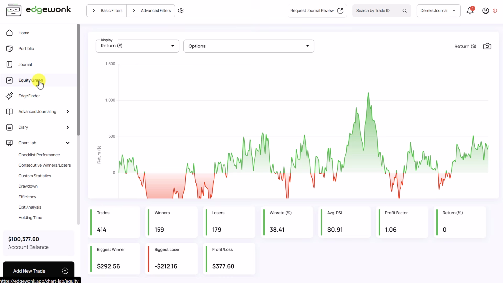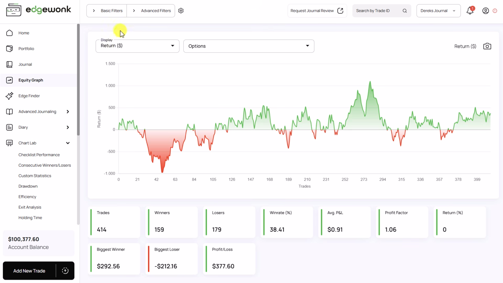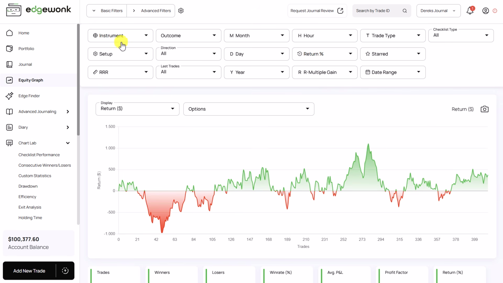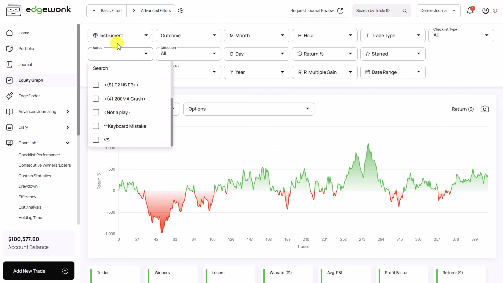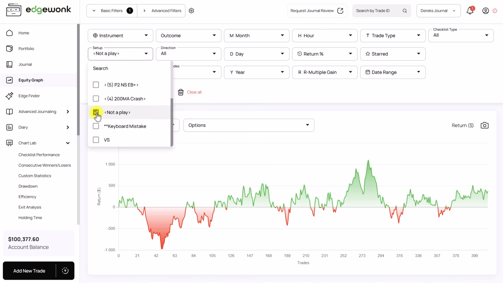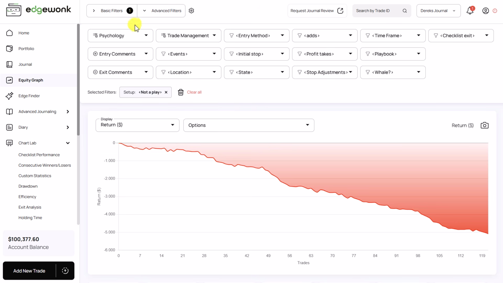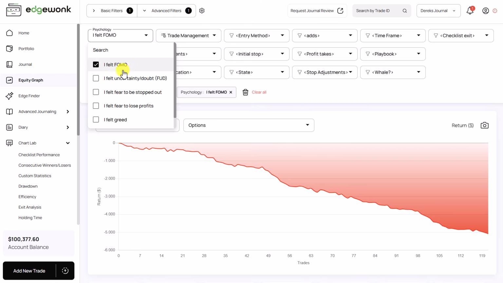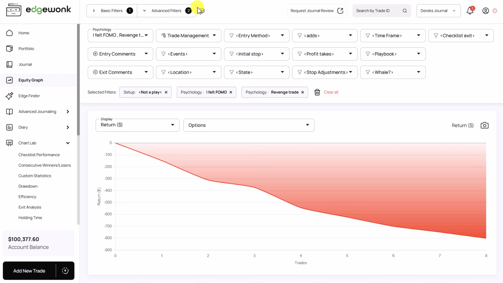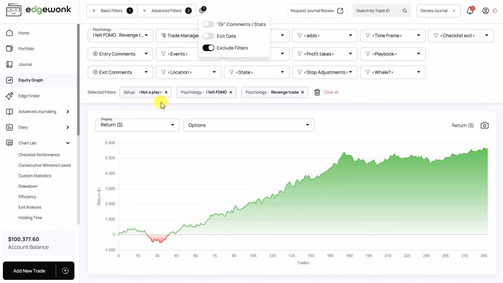What we can do, and what I did here when I looked into this the first time, I went to his equity graph, and I wanted to see how this performance would look like when we filter those 3 things out. So we open the setup. We want to select not a play. Then we're going to analyze here the advanced filter, psychology, FOMO, and the revenge trade. And what we're going to do now, under the settings, is we're going to tick this box. And this means that we're going to exclude all of those tags that we have just selected. So now it says whole performance minus those 3 tags.